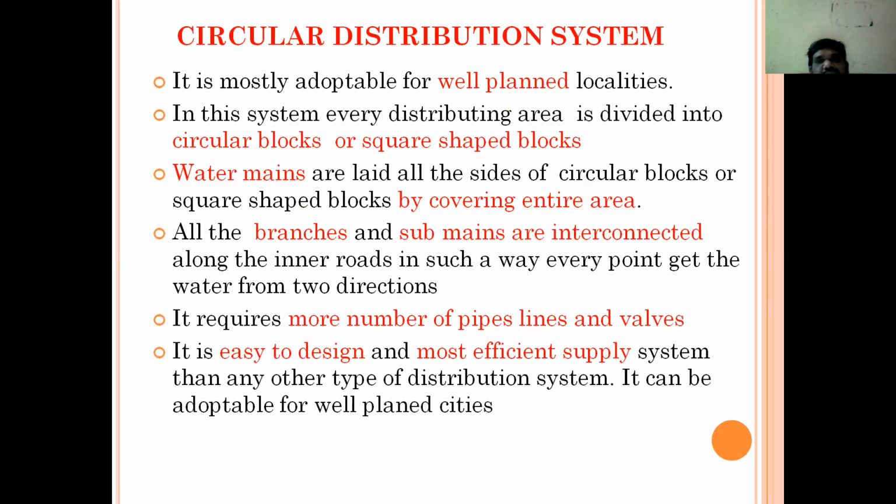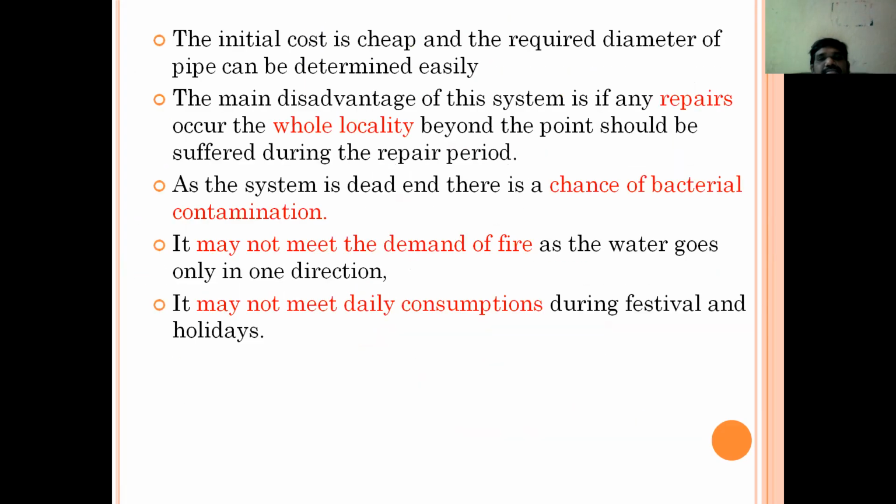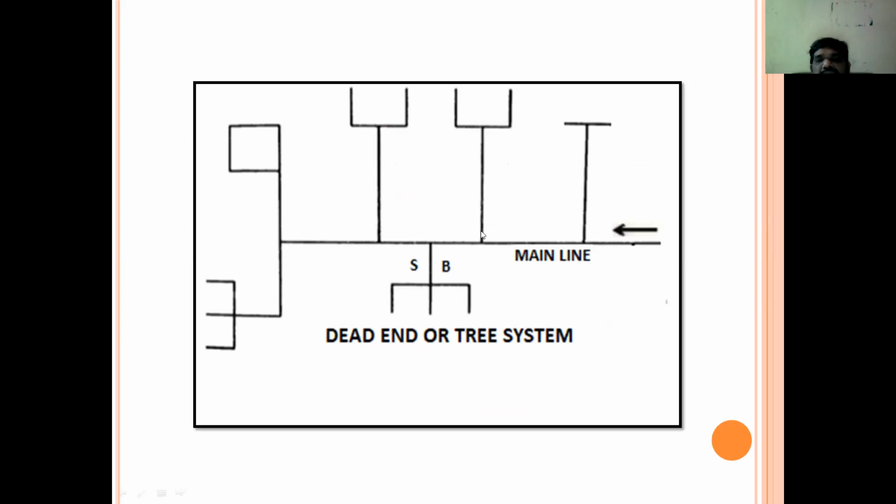See here, the first case: the main pipeline is laid along the major road, and in all directions, one subline will be connected. Likewise, connections will be given to all the houses. This is mostly adaptable for cities developed irregularly. This is the dead end system, where the water passage stops at a point, and closing at one particular point, there is a chance of bacterial contamination.